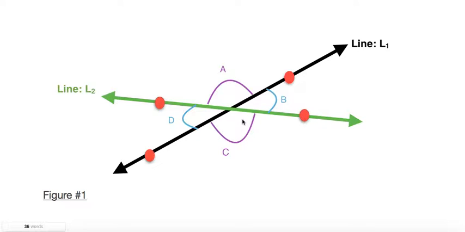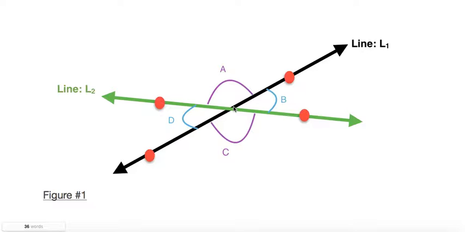Greetings. I'm going to talk to you today about angle relationships and congruency using the three figures that were provided. In this first figure we have two lines labeled L1 and L2 that intersect at some point P. I don't have that labeled, but it's pretty clear that the intersection point is right here.